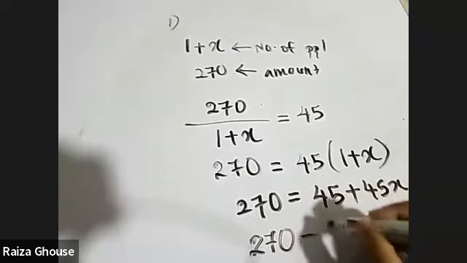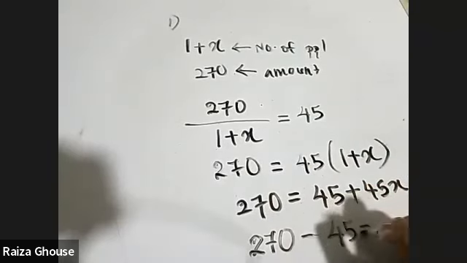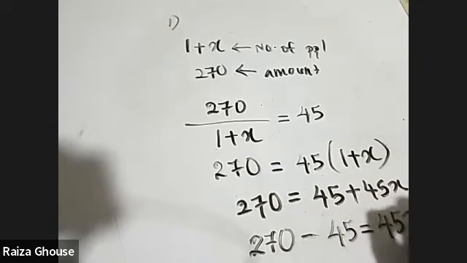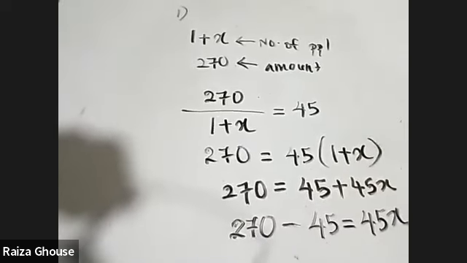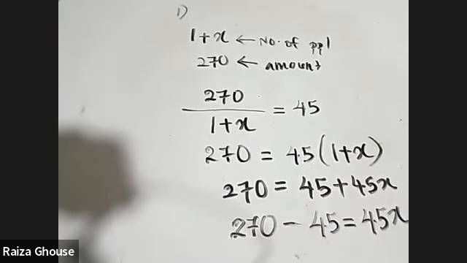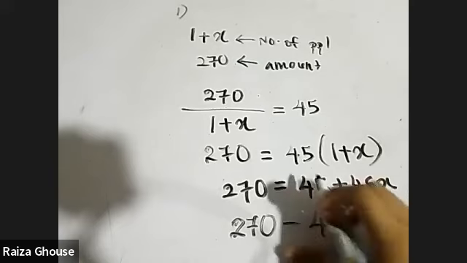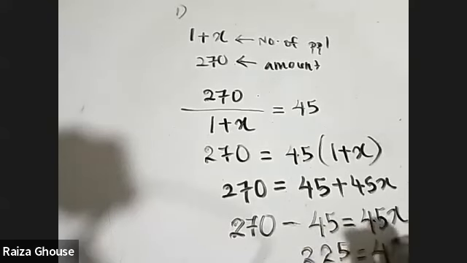You know, these are numbers. When I carry, I have to subtract. Now, the unknown term is on one side. Now you subtract and tell me what is the answer, Sabiha? 270 minus 45. 225. Very good. 225 is equal to 45x.